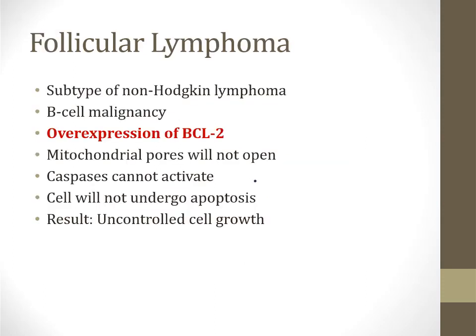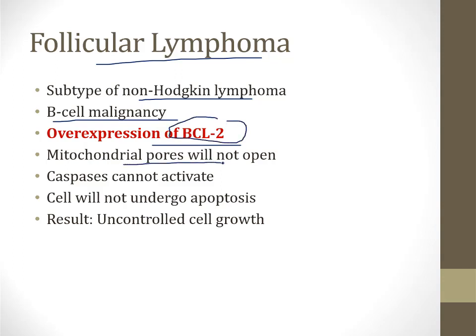A very high-yield clinical example of the intrinsic pathway gone awry is follicular lymphoma. This is a subtype of non-Hodgkin lymphoma that I discuss in the hematology section. It's a B-cell malignancy, and this malignancy has been shown to overexpress BCL2. And remember what I told you, BCL2 is anti-apoptosis. So when there's overexpression of this protein, those mitochondrial pores will never open. This means caspases cannot be activated and the cells will never undergo apoptosis. That leads to uncontrolled cell growth. And as I told you before, many malignancies are believed to derive from a failure of apoptosis, and this is an example of one that has been specifically tied to one of the BCL proteins.